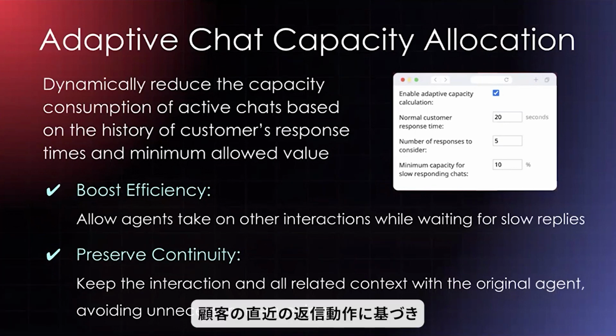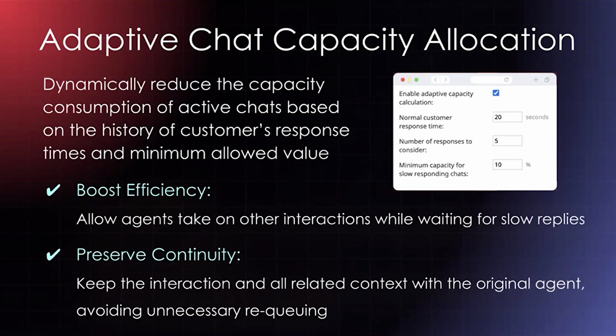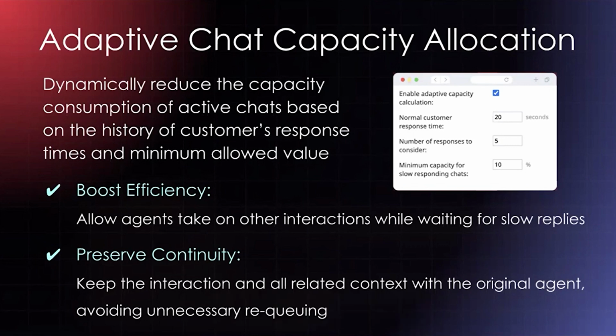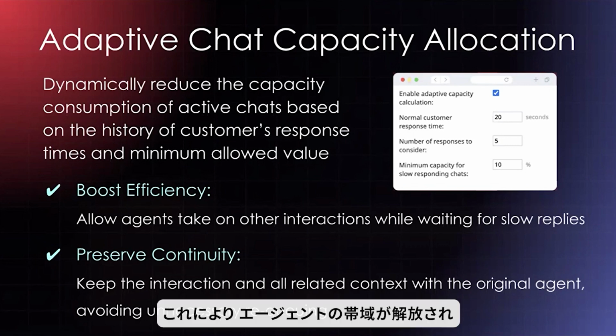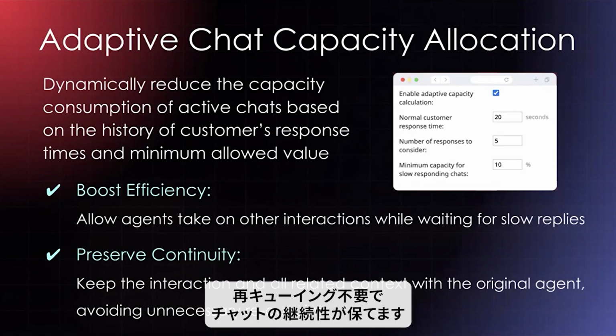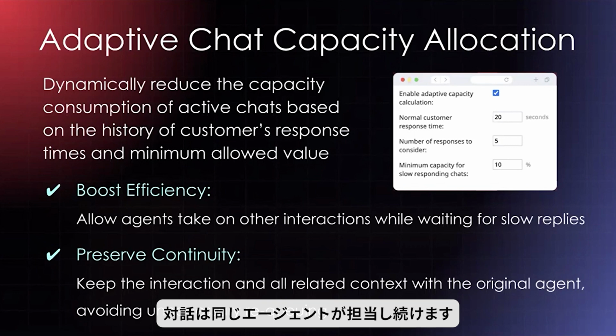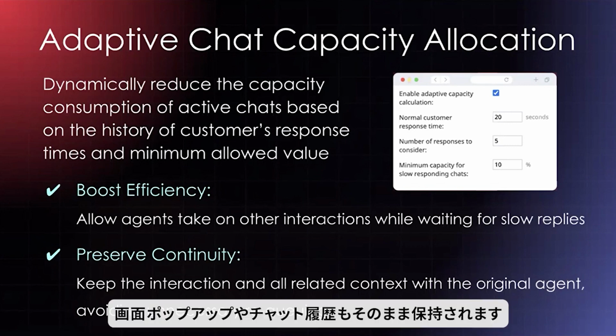Well, you can now configure to dynamically reduce the capacity used by slow responding chats based on the customer's recent reply behavior. This frees up agents' bandwidths while removing the need for requeuing and preserving chat continuity. Because the interaction stays with the same agent, right? And any associated contacts like screen pops or chat transcripts are preserved in the agent's view.